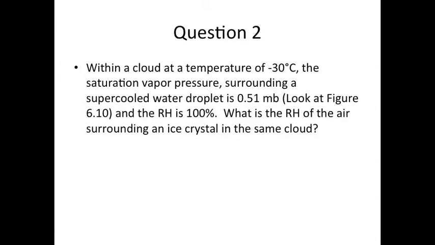Let's move on to question 2. Within a cloud at a temperature of negative 30 degrees Celsius, the saturation vapor pressure surrounding a supercooled water droplet is 0.51 millibars. Look at figure 6.10 for more information on this. And the relative humidity is 100%. What is the relative humidity of the air surrounding an ice crystal in the same cloud?